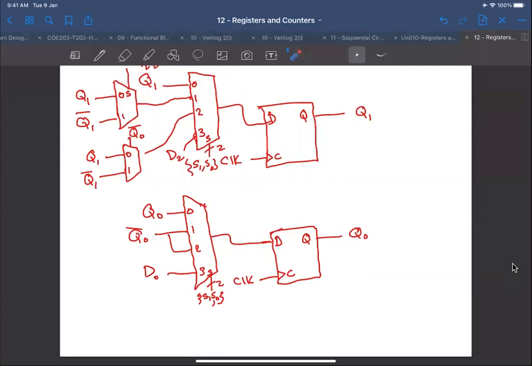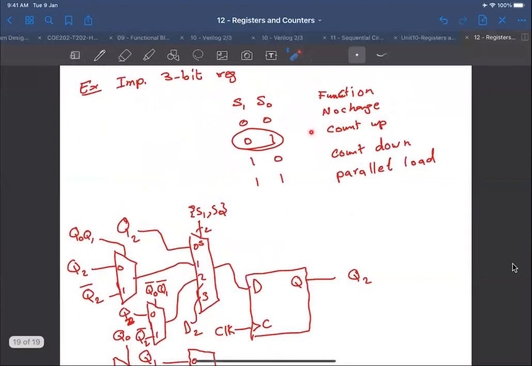So we connect Q0 complement to line number 1 and line number 2 of the multiplexer. This will guarantee that when my function is 1, 0 or 0, 1, I will complement my Q0, because both of them are counting. When it is counting, the least significant bit is always complemented, regardless of whether we are counting up by 1 or counting down by 1.